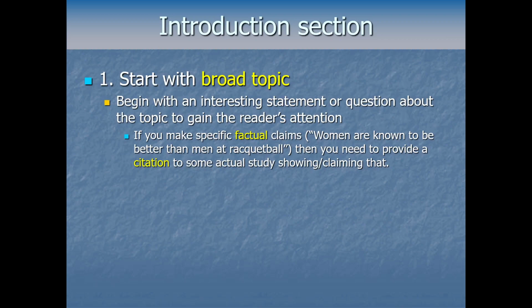However, if you make specific factual claims here, like say, women are known to be better than men at racquetball, then you need to provide a citation to some actual study showing or claiming that. If you're saying, war often leads to death, sure, that trivial statement is common knowledge and doesn't need a citation. But if you say something like, World War I was bloodier than any other war that has come before, you better back that claim up with a source.